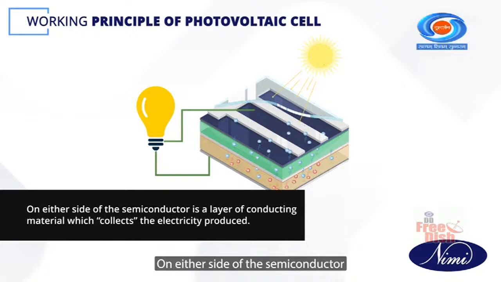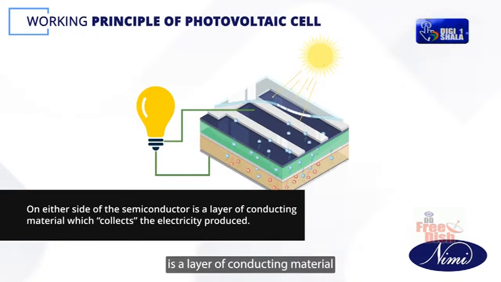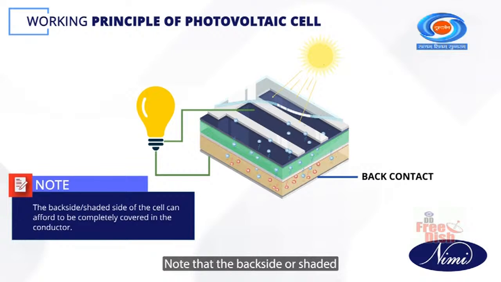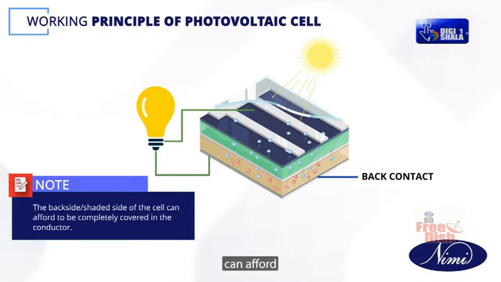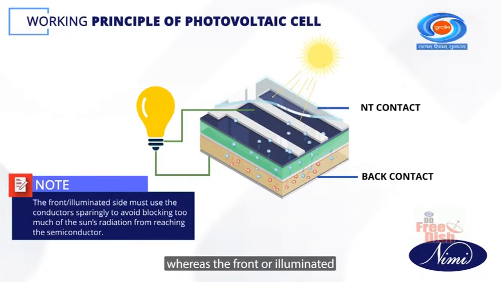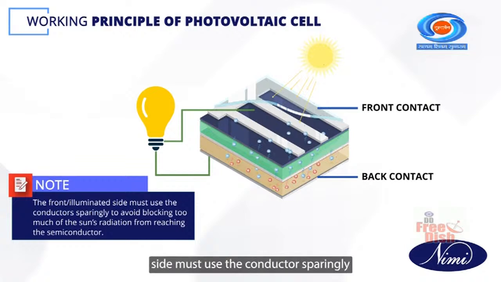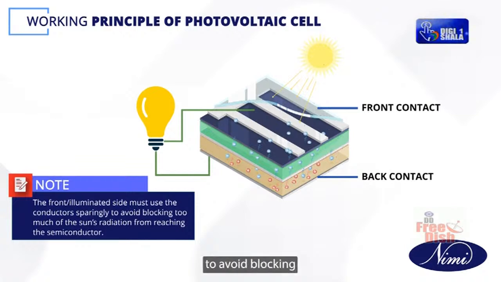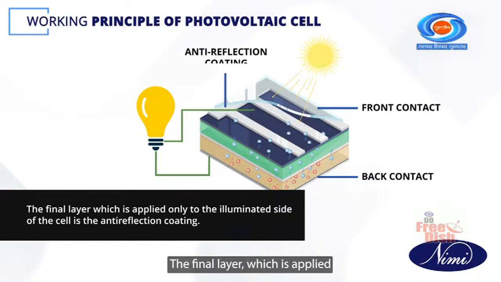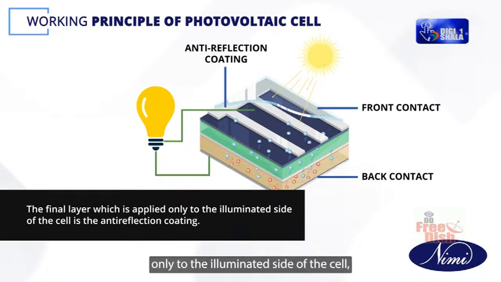On either side of the semiconductor is a layer of conducting material which collects the electricity produced. Note that the backside or shaded side of the cell can afford to be completely covered in the conductor, whereas the front or illuminated side must use the conductors sparingly to avoid blocking too much of the sun's radiation from reaching the semiconductor.